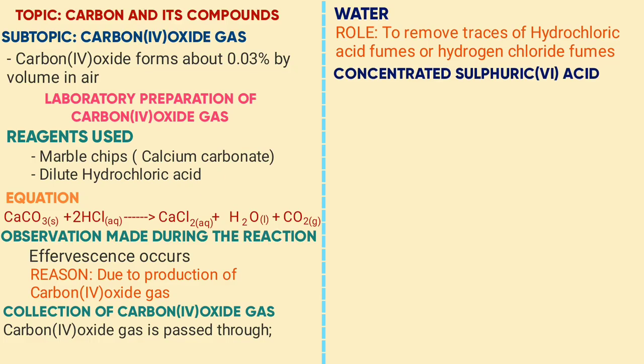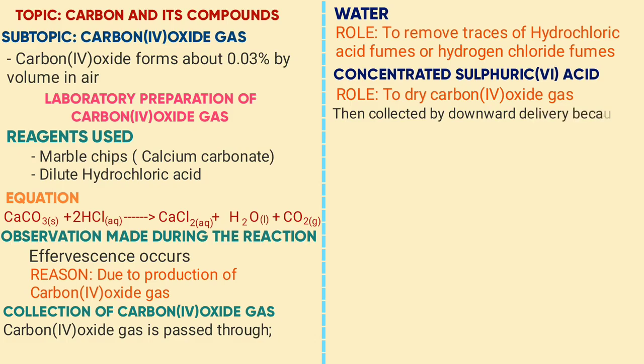Then pass through concentrated sulfuric acid. Reason: to dry carbon dioxide gas. Then it is collected by downward delivery. Reason: it is denser than air.